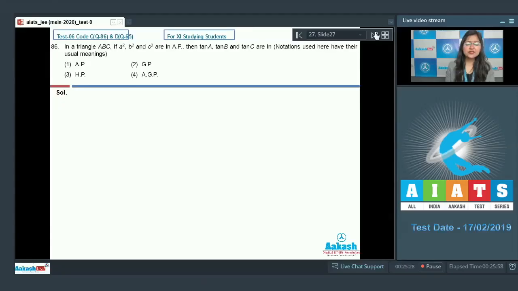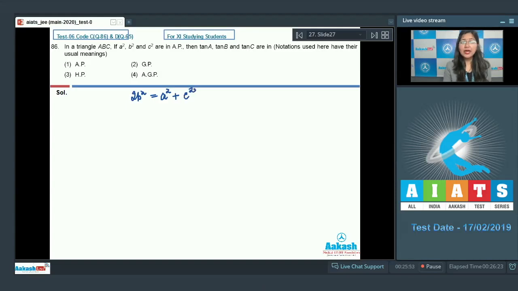Next is question number 86, which says that in a triangle ABC, if a square, b square and c square are in AP, then tan A, tan B, tan C are in. Question from solution of triangle. Let us see how it goes. It is given that 2 into b square is equal to a square plus c square.